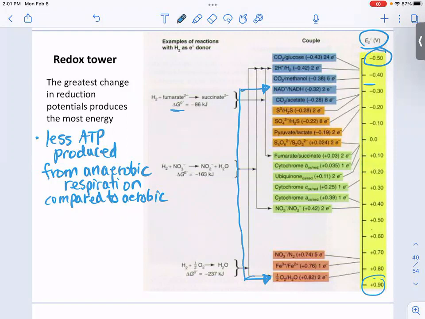We're not going to do that. I'm going to leave that for your biochemistry professors to calculate the free energy, but it's the distance over here. I said the greatest change in reduction potentials is going to produce the most energy. This is a pretty long distance. Say something other than oxygen is used to accept electrons.